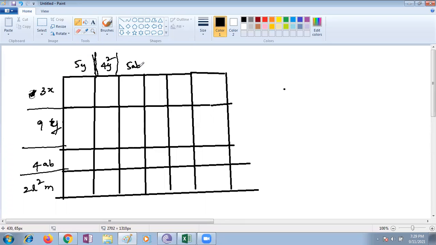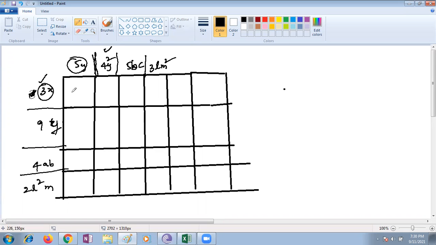And this is given as 5ab. You should multiply them and give the answer. Then 5bc, 5bc, and this is 5bc, then 3lm square, 3lm square. If I want to fill the first box, you just multiply these two things. For the second box, you multiply this and this and give the answer.